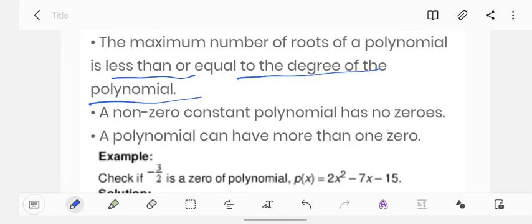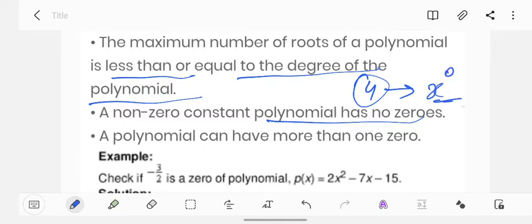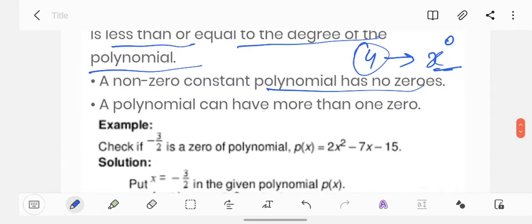A non-zero constant polynomial has no zeros. A constant polynomial means, say, I have a number 4, which is a constant polynomial. There are no zeros here because the variable has power 0. Constant polynomials are those polynomials whose degree is 0. And a polynomial can have more than one zero, depending upon what kind of polynomial you are choosing.